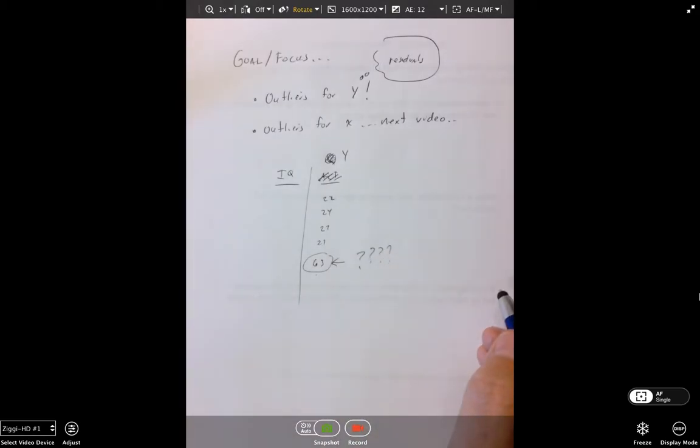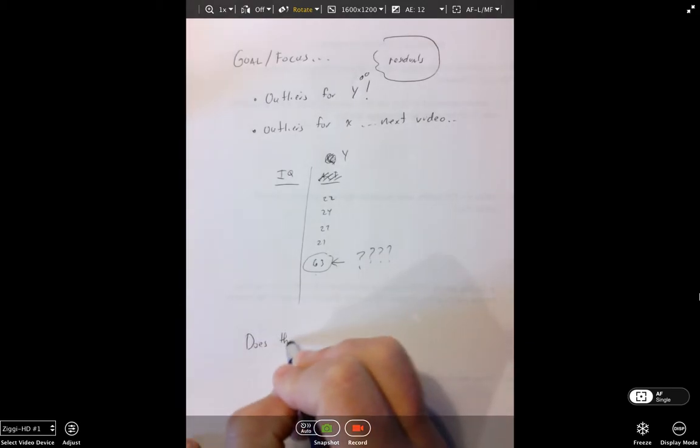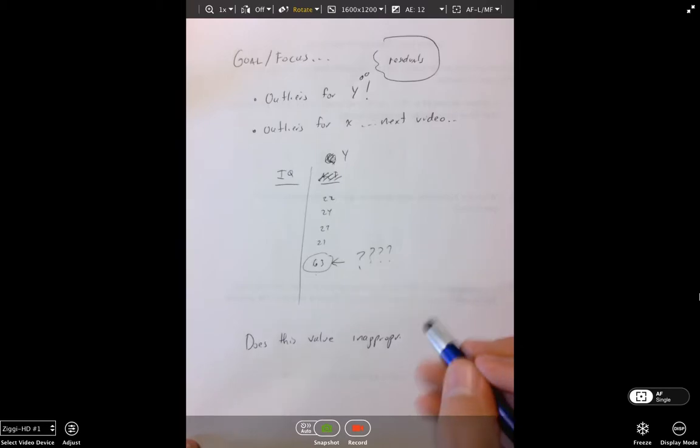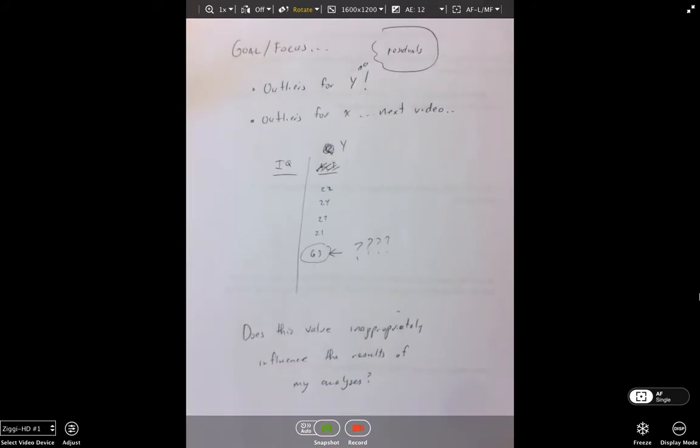But at the end of the day, what you've got to ask is, does this value inappropriately influence the results of my analysis? And I'll put analyses because we typically have multiple things going on in something as complex as a master's thesis.